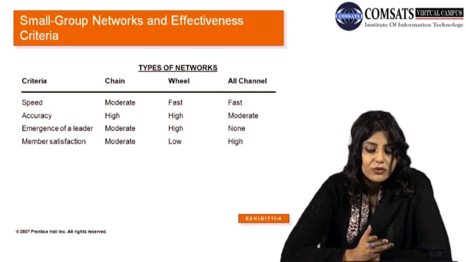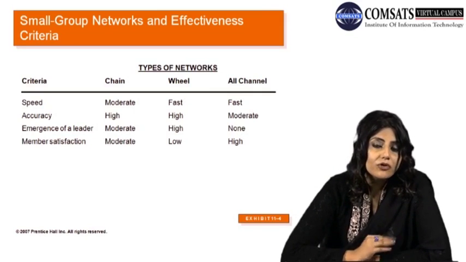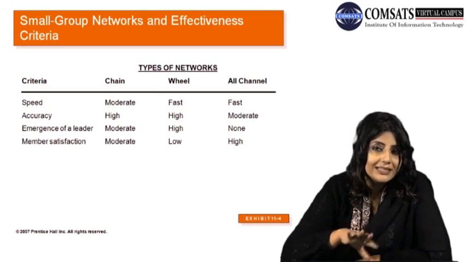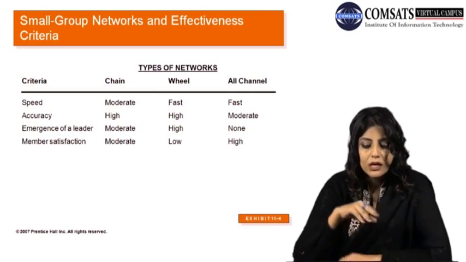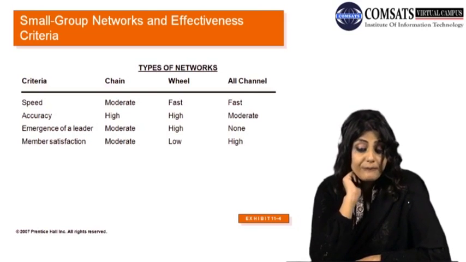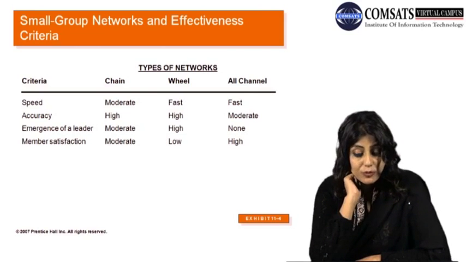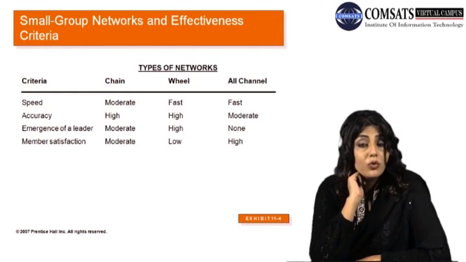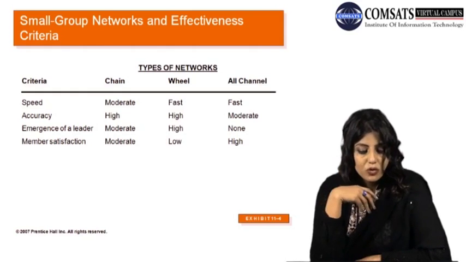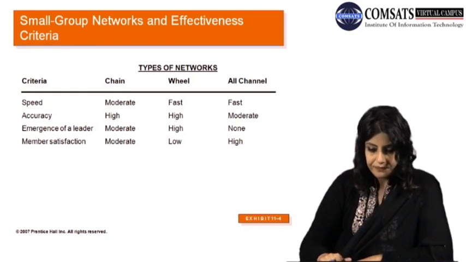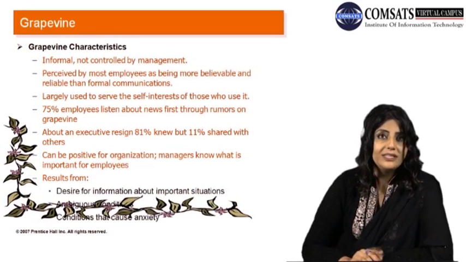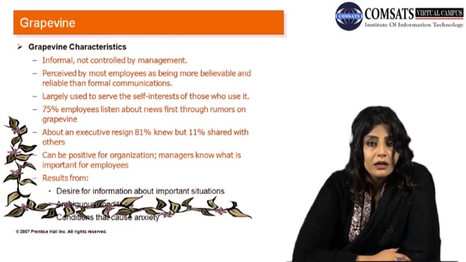Accuracy of decisions, of course, as you can expect, is going to be high in the chain, because everything is really formalized and everything is written down in policies and procedures, and we are following those. In the wheel, again, it's going to be high, and in the all-channel it is going to be moderate, because there is no emergence of a leader, or there is no manager, etc.